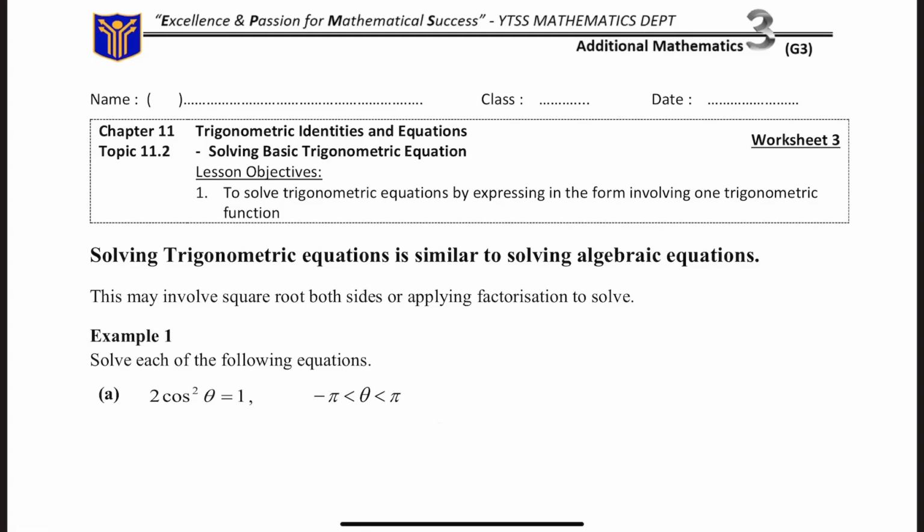Hi everyone, in this video I'll be going through chapter 11 worksheet number 3, solving basic trigo equations. Now we're going to start to learn how to solve a bit more complex kinds of trigo equations, which is actually very similar to solving algebraic equations, which sometimes may involve having to square root both sides or factorize in order to solve.